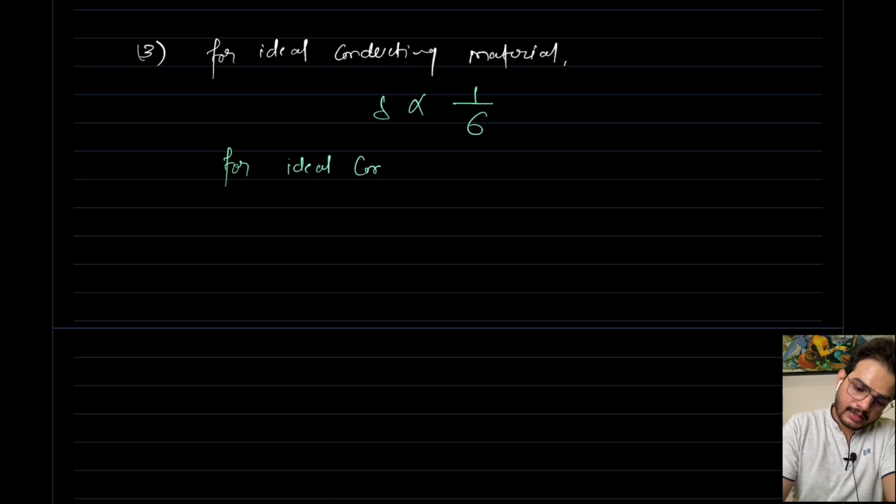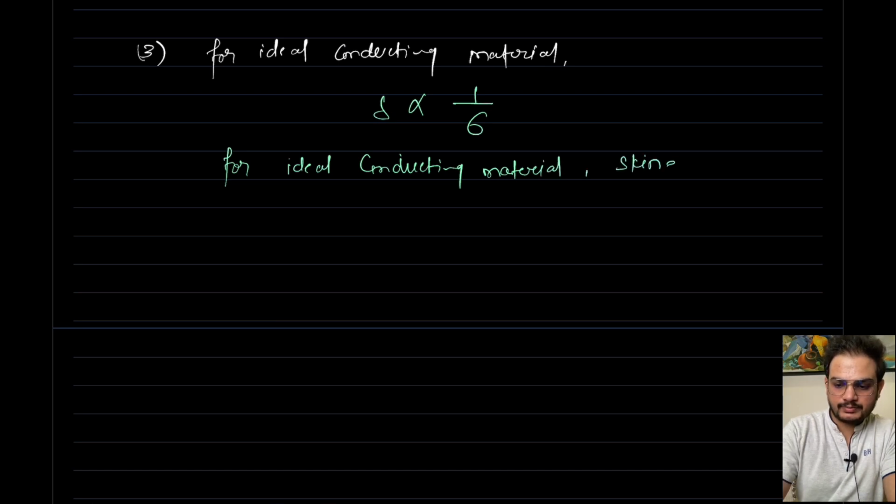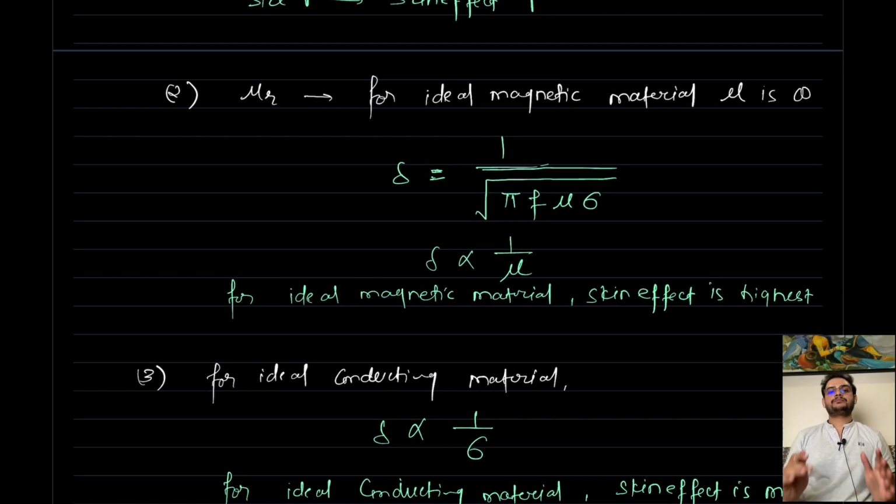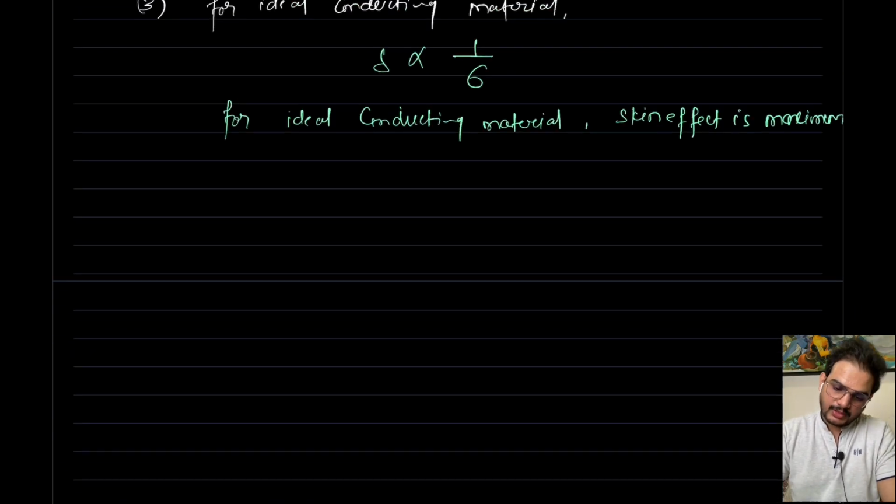For an ideal conducting material, skin effect is maximum. Okay. So these are the factors on which skin effect is depending. My first factor was size of the conductor, second factor was permeability, third factor was conductivity, and there is one more factor, frequency.